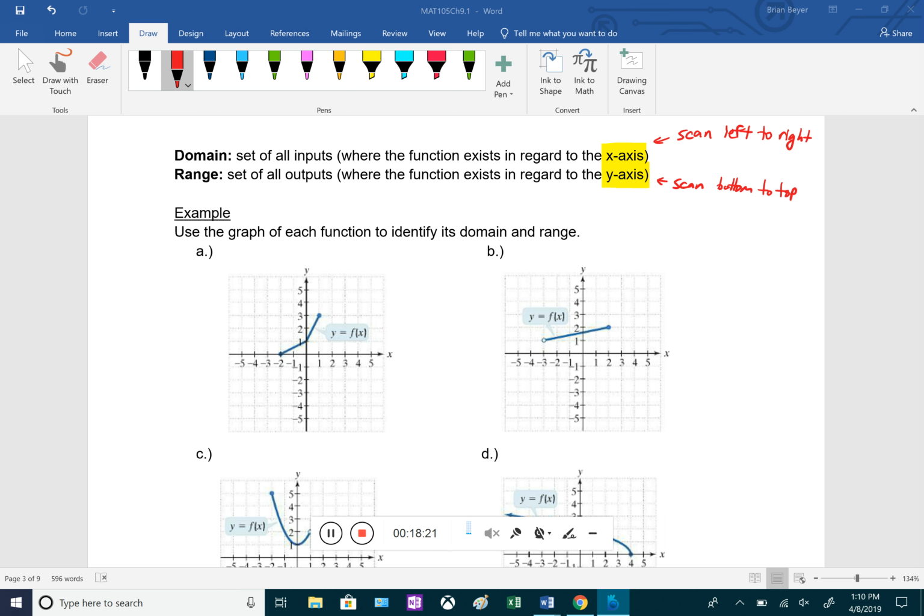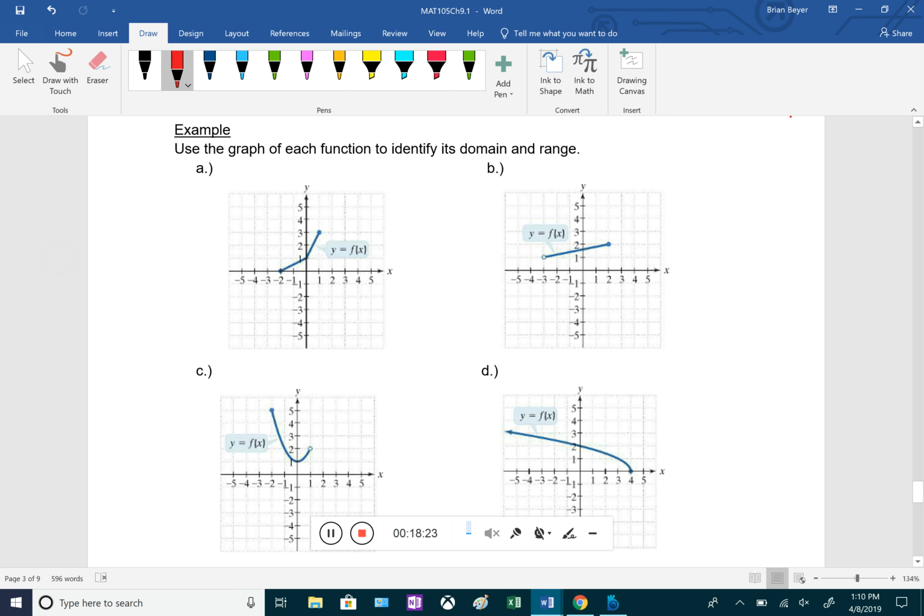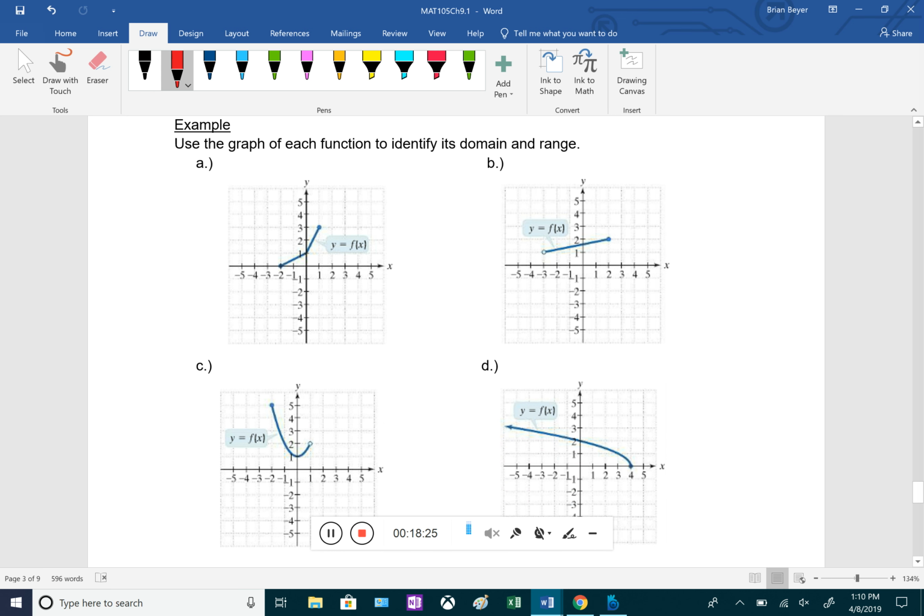So let's use each graph here to find the domain and range. So for the first one, we have this function. So what we're going to do, I'm just going to label these D and R for domain and range. Domain, we scan left to right. So scanning this left to right, the function starts existing at -2. Since there is a closed circle, it's filled in. That means we use a bracket. So it's going to be from -2, comma, and then it goes until x equals 1.